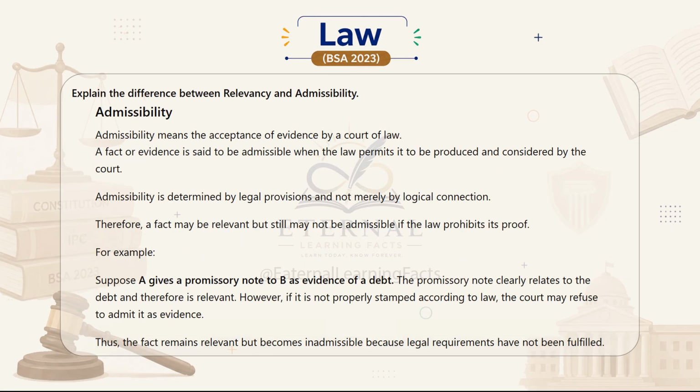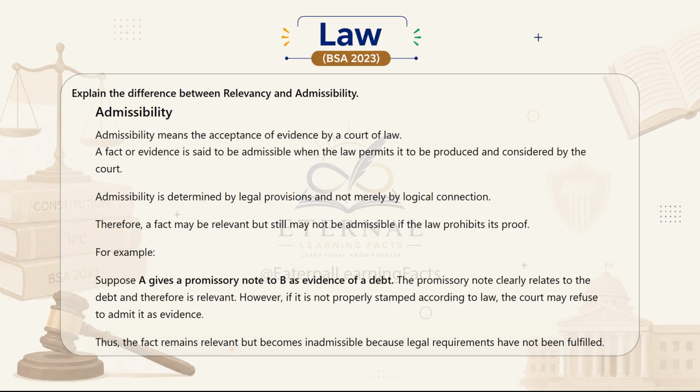Admissibility. Admissibility means the acceptance of evidence by a court of law. A fact or evidence is said to be admissible when the law permits it to be produced and considered by the court. Admissibility is determined by legal provisions and not merely by logical connection. Therefore, a fact may be relevant but still may not be admissible if the law prohibits its proof.